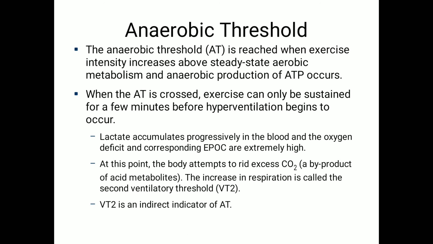So next is the anaerobic threshold. The anaerobic threshold is reached when exercise intensity increases above the steady state aerobic metabolism and anaerobic metabolism of ATP occurs. So what will happen when the anaerobic threshold is crossed? Exercise can be sustained for a few minutes before hyperventilation begins to occur. Why does this hyperventilation occur? One is due to lactate accumulation, the other is due to excess carbon dioxide accumulation. That leads to an increase in respiration, what we call the second ventilatory threshold.